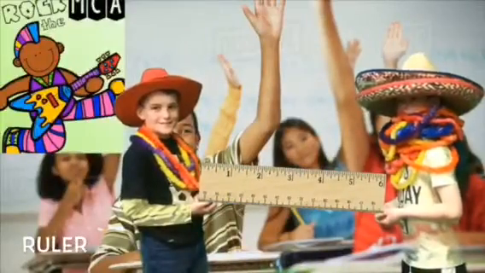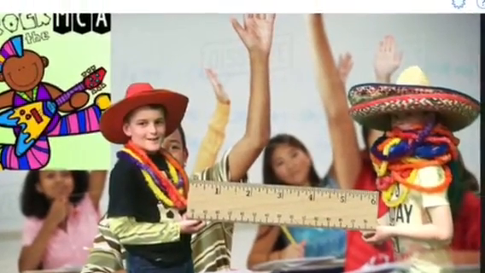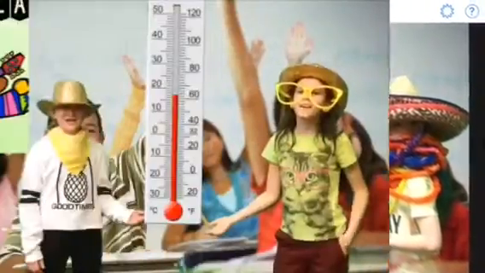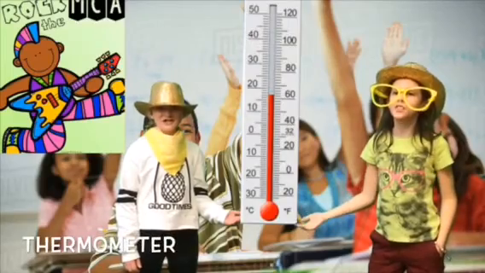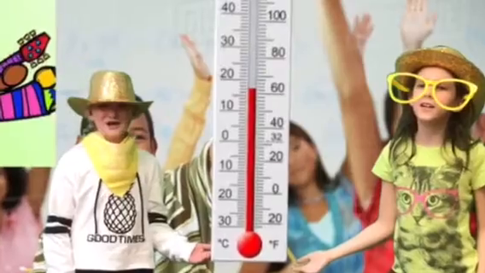We use a ruler to measure shapes. Not to be confused with a ruler. A ruler measures shapes. We use a thermometer to measure temperature, and a thermometer measures temperature.